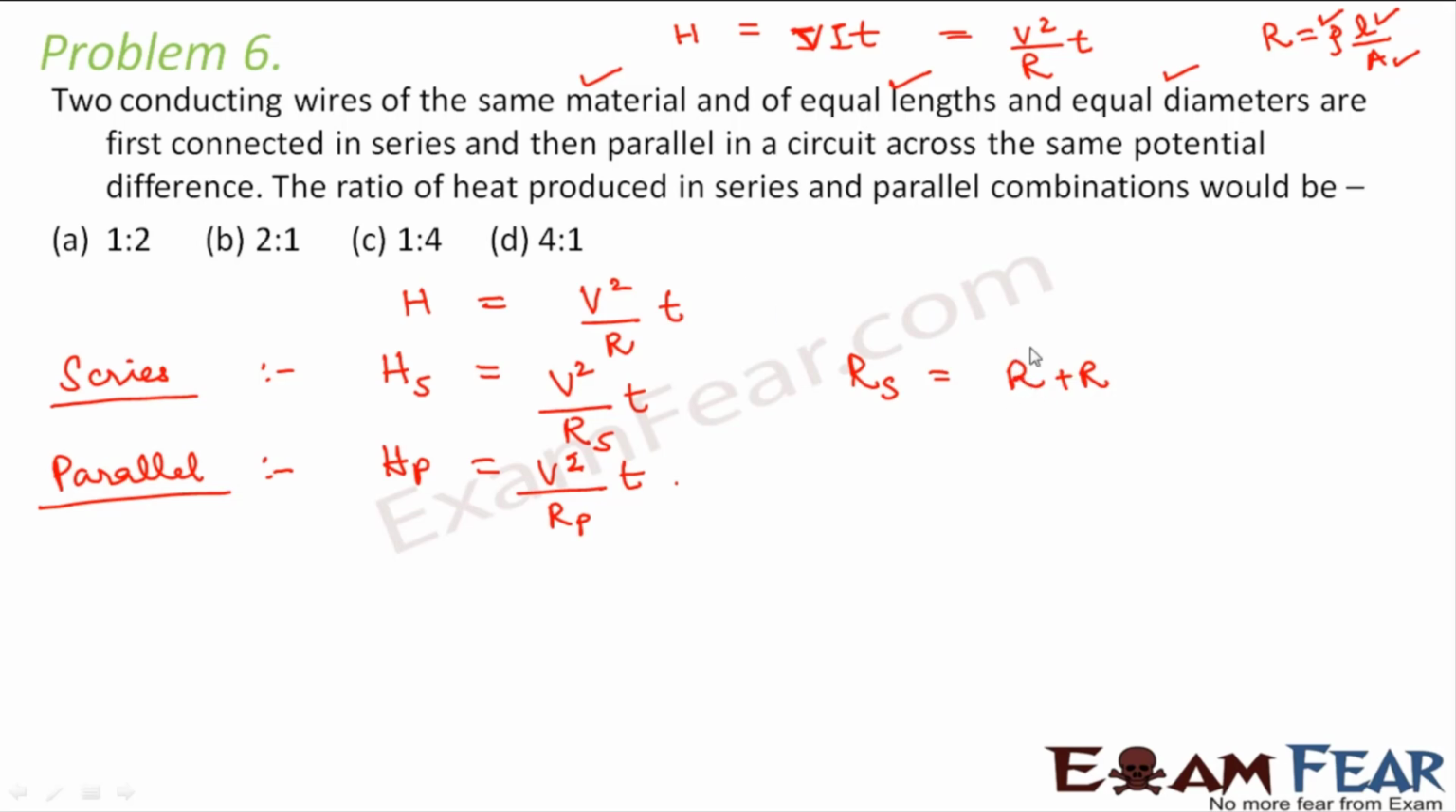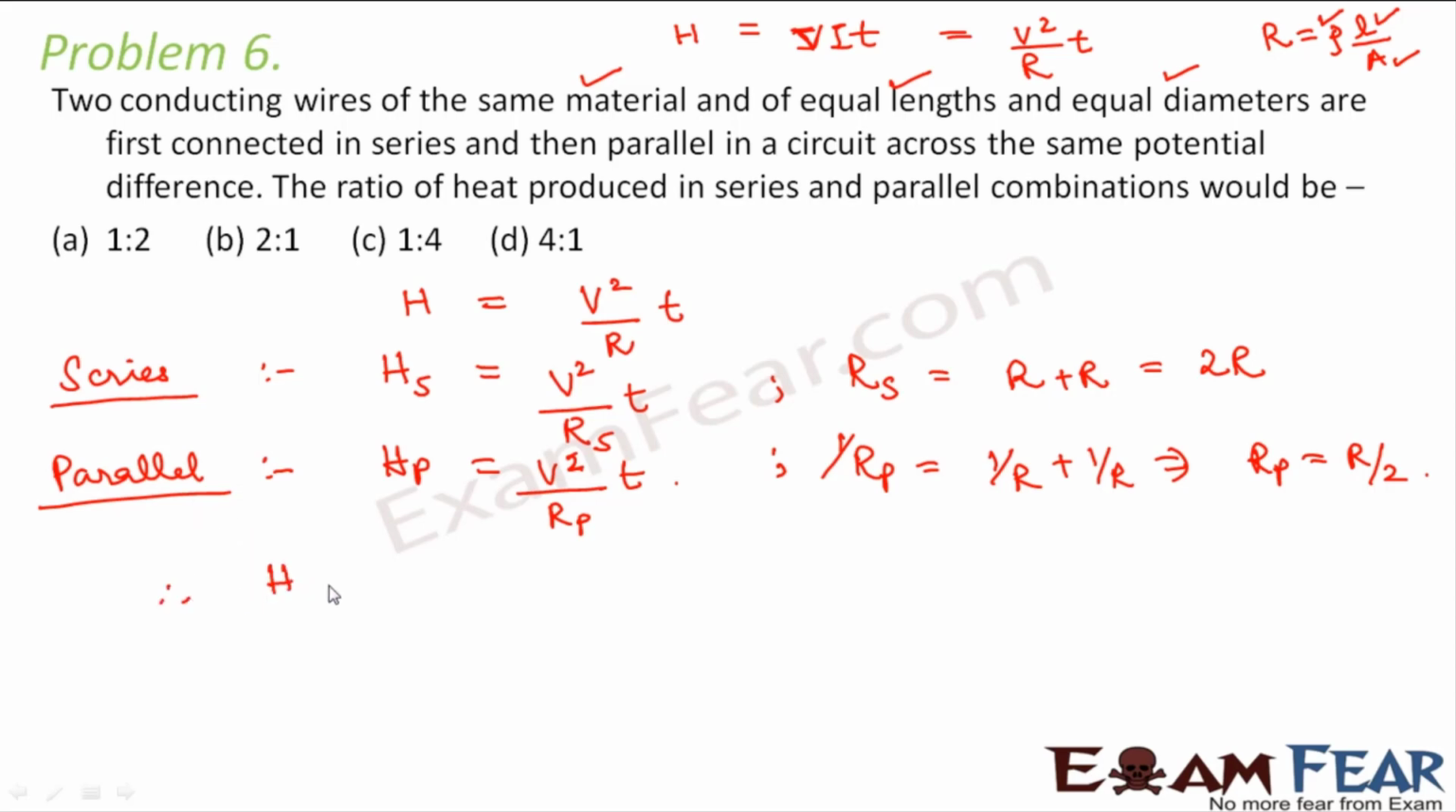So let us assume that the resistance of each wire is R. So equivalent resistance in series combination will be equal to 2R. Equivalent resistance in parallel combination will become 1 by R plus 1 by R. This implies Rp will become R by 2.